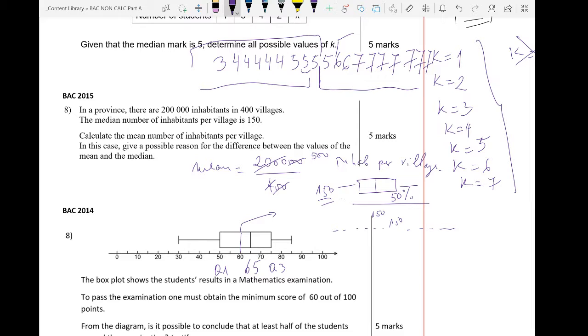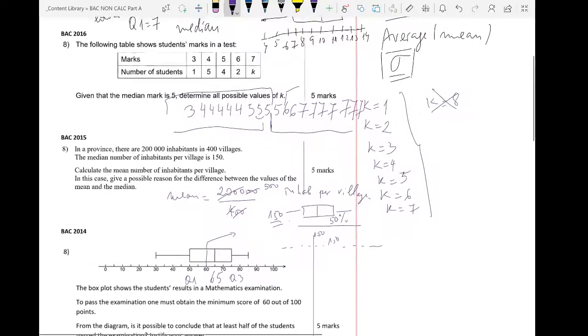Give a possible reason for the difference. Just for example, some villages can be in the mountains, or in Norway, for example, on the north side there are no villages, or there are many villages with a few people in them. That's it. I think this is the easiest.